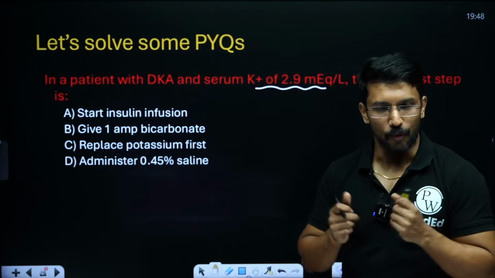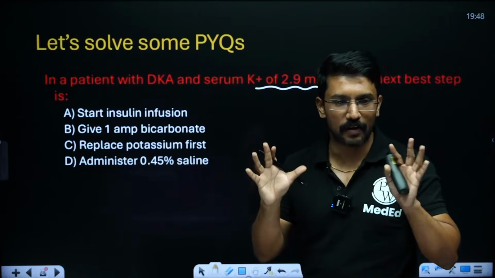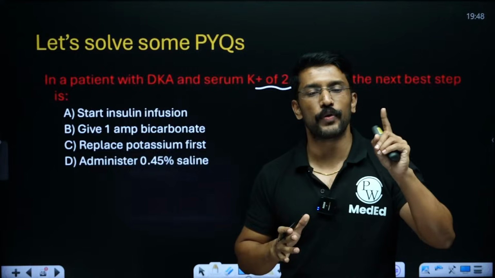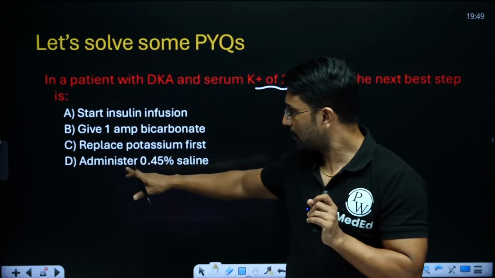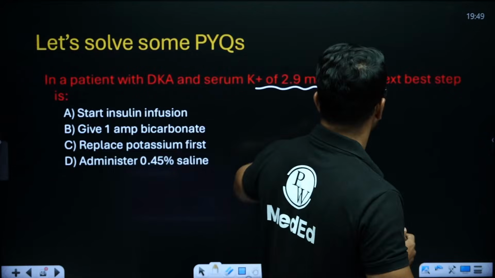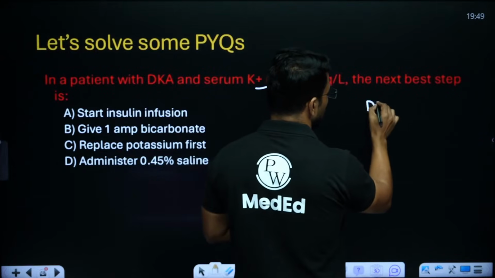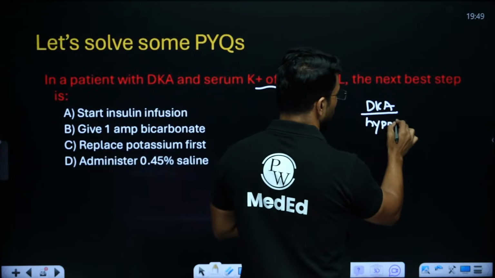Chandan Patra, good. So many of the students generally answered option D, because whenever we talk about DKA, what do we talk about? Fluids first, right? Fluids first. But then why is D not the answer? Let us see how I will manage this patient. So this is a patient with DKA and he has hypokalemia.